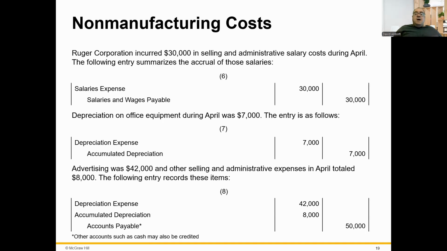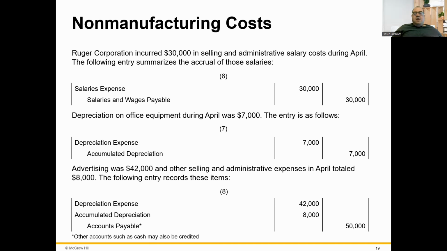And then we see here examples of different areas. So the first thing is the 30,000 in selling and administrative salaries. So we would debit salaries expense 30,000 and then credit salaries and wages payable for 30,000 because we haven't paid it yet; we're going to pay it in the following month. So that creates the liability for that. Depreciation of office equipment was 7,000. So we would debit depreciation expense 7,000, credit accumulated depreciation 7,000.